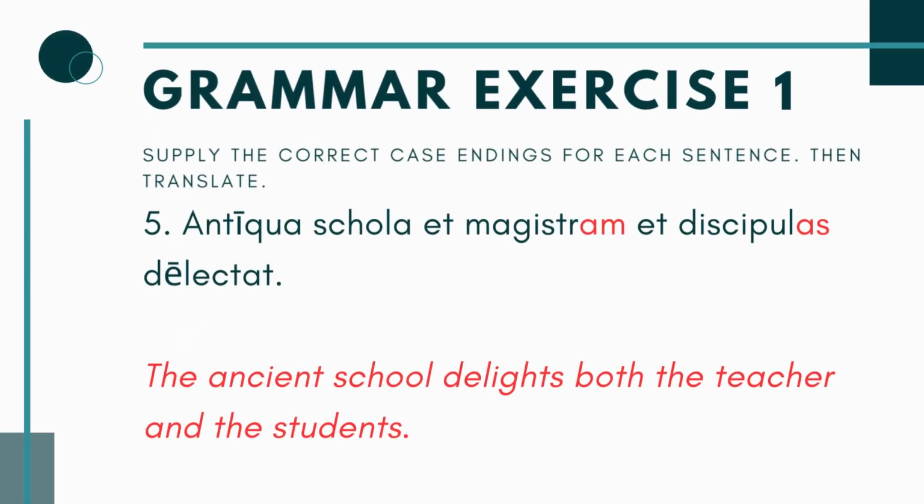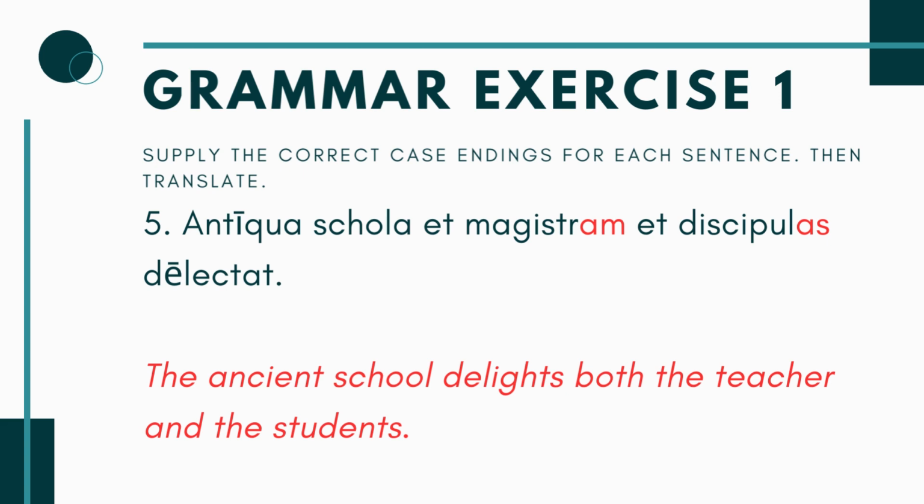Now we get to the last one. There's only 5 in this chapter. You have antiqua scola et magist something, et discipul something, delectat. So when we look at this kind of in one piece, the words we're looking at are really teacher and students, okay? Now, our verb is delectat, which is singular, and I already have a subject, antiqua scola, the ancient school delights. So I already have a subject, it's singular, my verb is singular, that's fine. I don't need any more subjects, right?